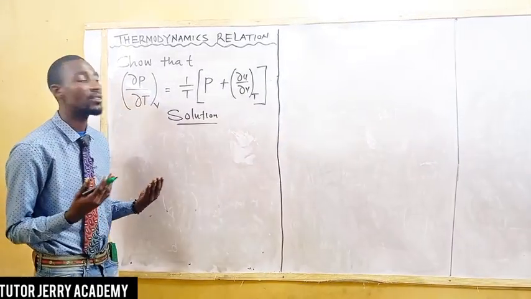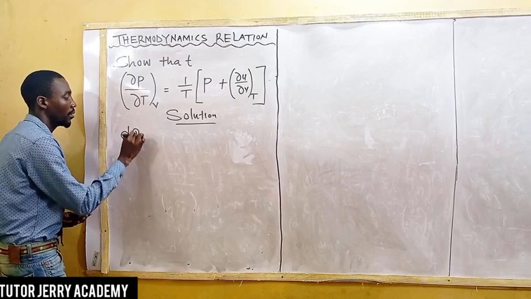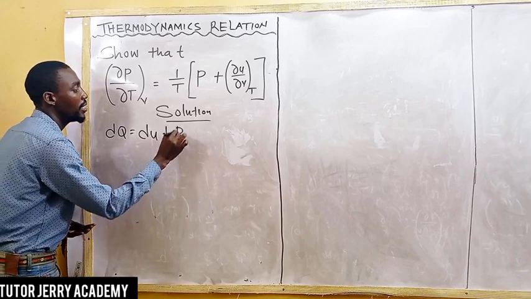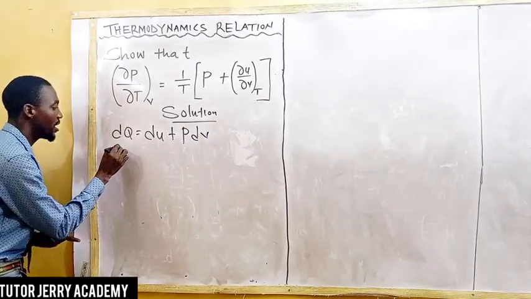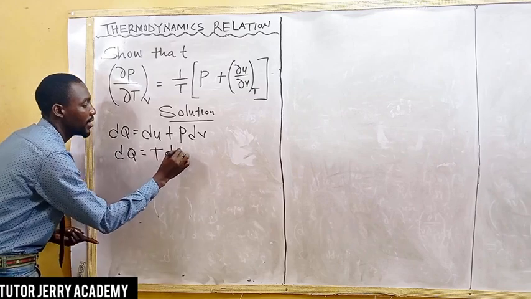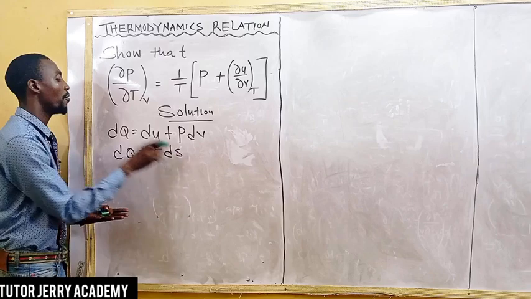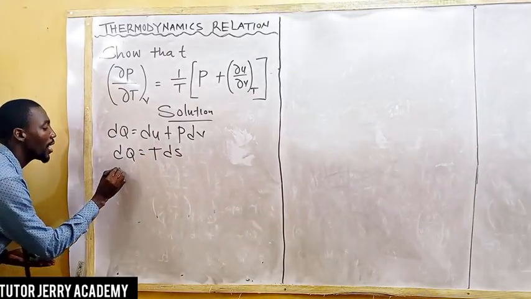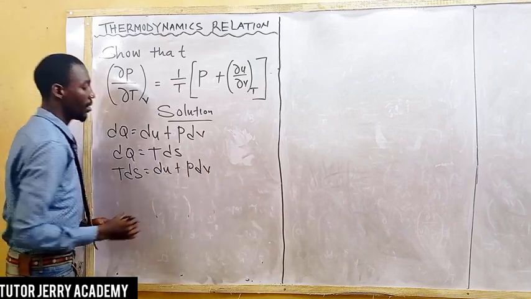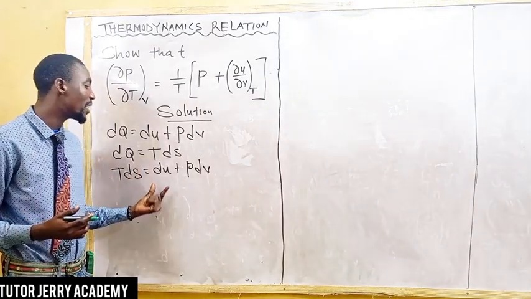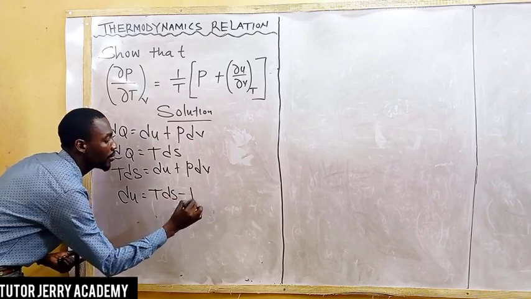The first thing we are going to do is, from the first law of thermodynamics, we know that dq is equal to du plus p dv. And we also know from the second law of thermodynamics that dq is equal to t ds. So I'm going to substitute t ds for dq here. If I do that, I'm going to have t ds equal to du plus p dv. The next thing I'm going to do is make du the subject, so du will be equal to t ds minus p dv.